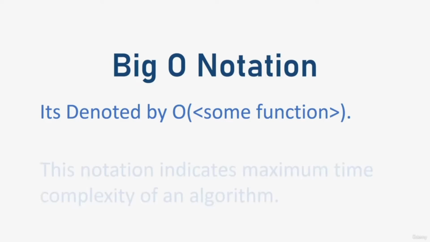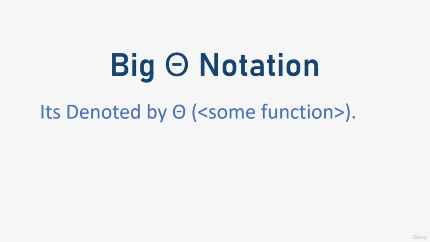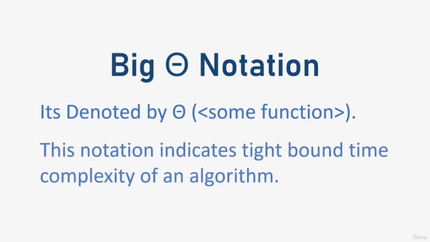This notation is used to represent maximum time complexity of an algorithm, which means an algorithm can have time complexity less than or equal to big O time complexity. The next notation is big theta notation. It is represented by the big theta symbol, which is often used in geometry, and it is the tight bound or short time complexity of an algorithm.